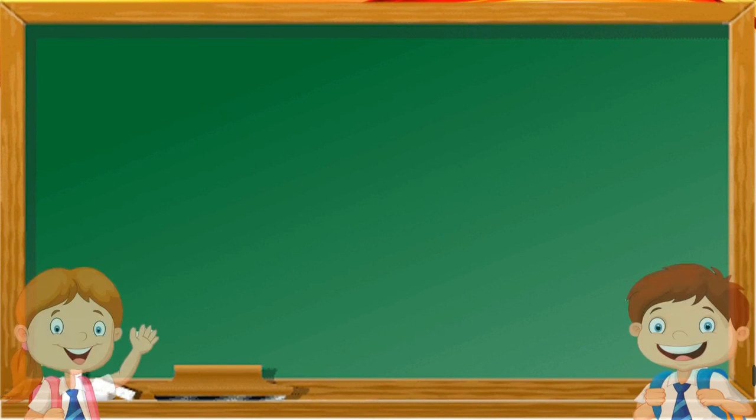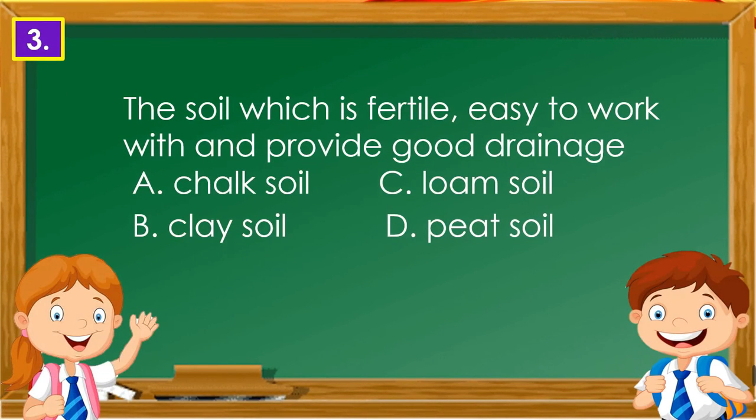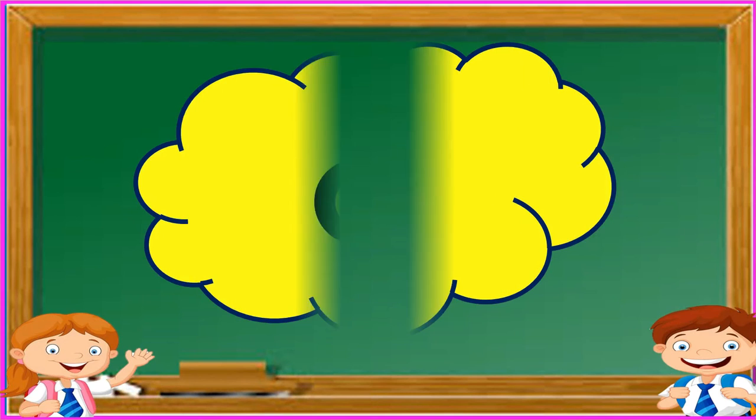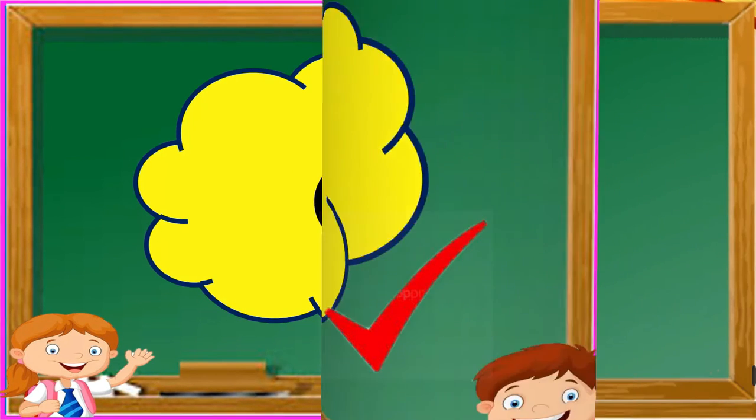Number 3. The soil which is fertile, easy to work with and provides good drainage. Letter A, chalk soil. Letter B, clay soil. Letter C, loam soil. Letter D, peat soil. The correct answer is letter C, loam soil.